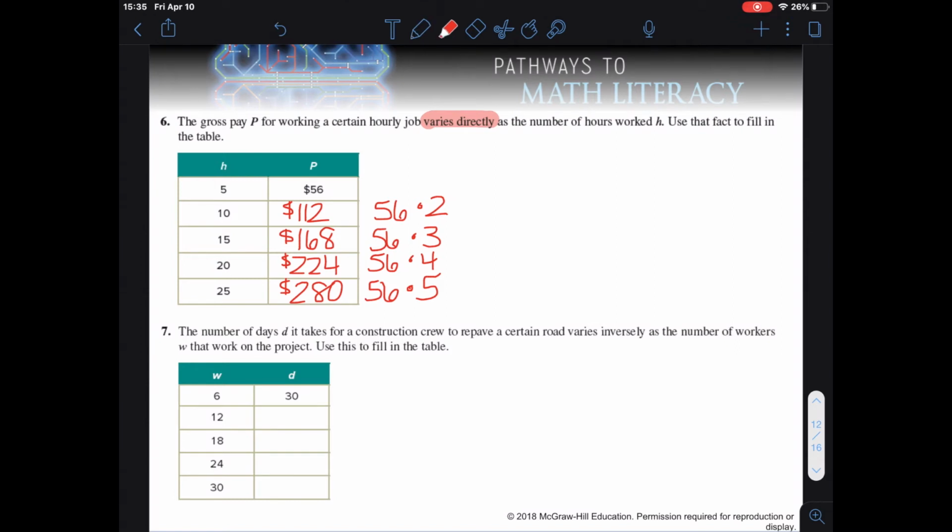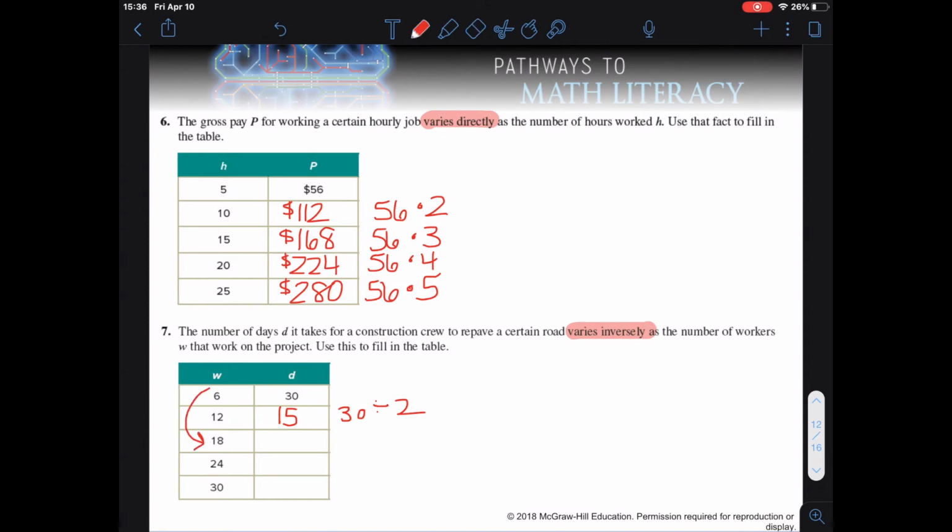But now, if I look at the number of days it takes for a construction crew to repave a certain road, we're told that varies inversely as the number of workers, W, that work on the project. So the more workers you have, the less number of days it's going to take. So it's going to have that opposite effect. So our baseline is that when we have 6 workers, it's going to take 30 days for the project. If I double my workers to 12, the number of days should get cut in half. So instead of multiplying by 2, I now divide by 2. So it should take me 15 days to do this project.